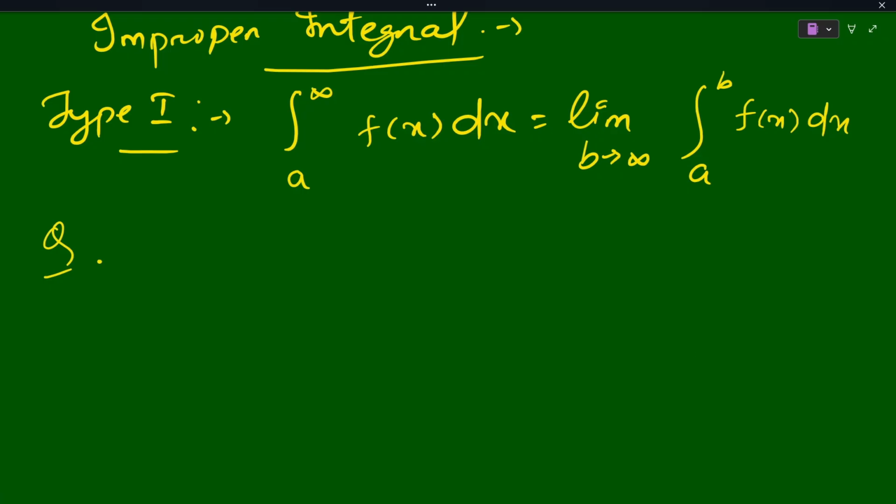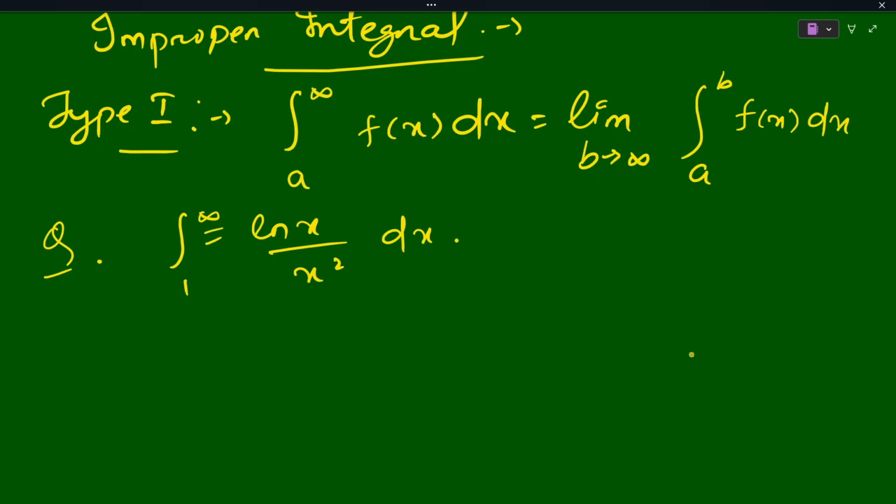Suppose I want to evaluate the integral from 1 to infinity of ln x by x squared dx. See, here it is a kind of definite integral, right? There are limits, but the limits are not finite. So for this reason it comes under the improper integral section. So now what will we do?